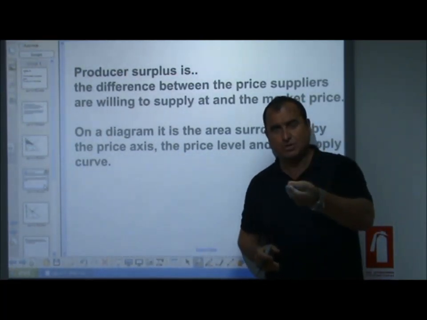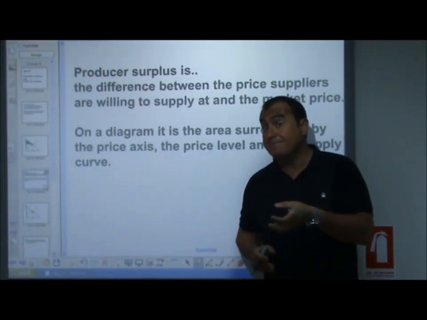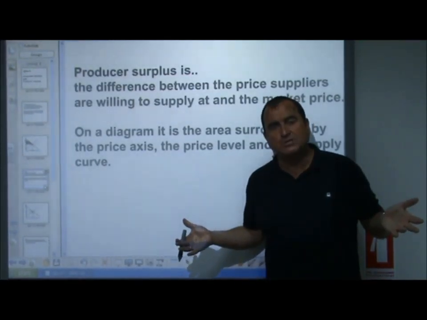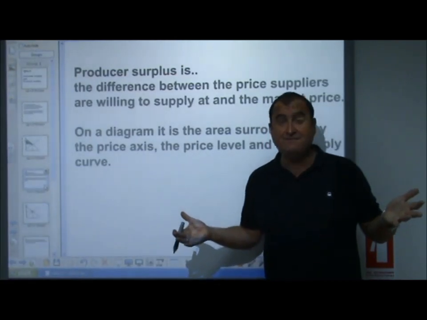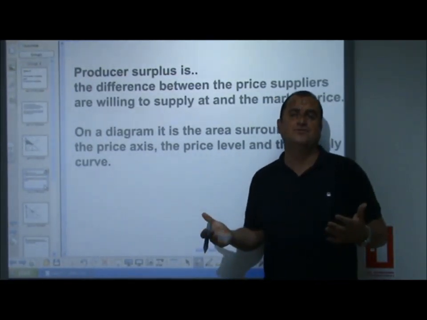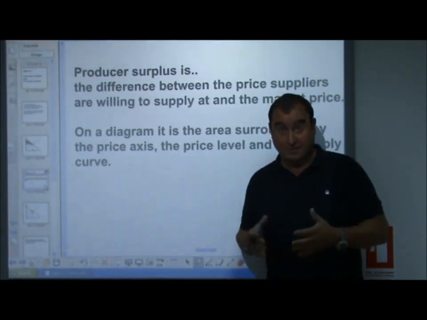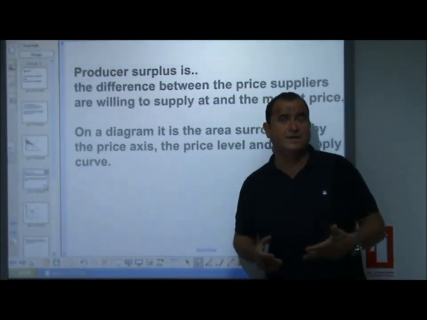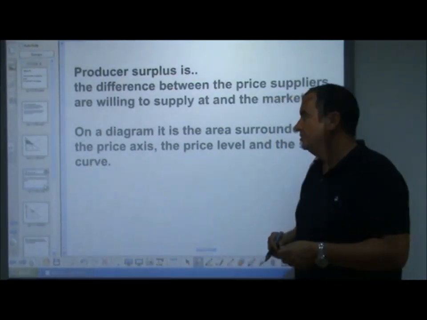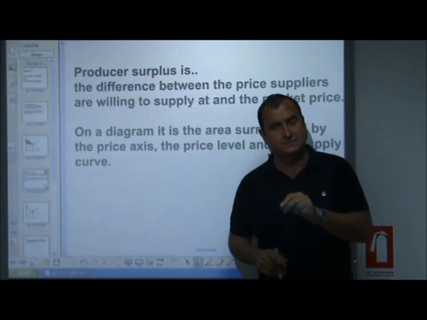That sandwich shop was selling cheese sandwiches at £2. But perhaps if somehow the cheese sandwich price was to fall to £1.50, perhaps the sandwich bar would still be willing to make cheese sandwiches and sell them for £1.50. They're very happy that the price is higher, it's £2. They would be said to have producer surplus.